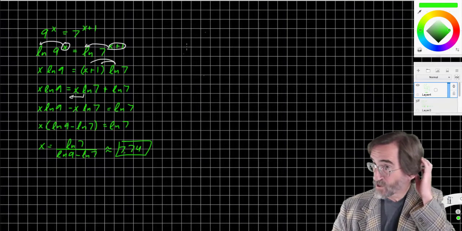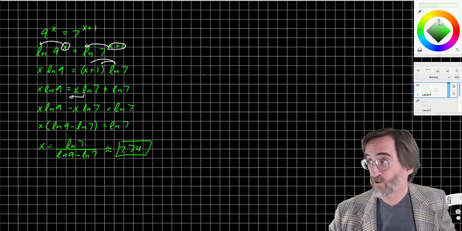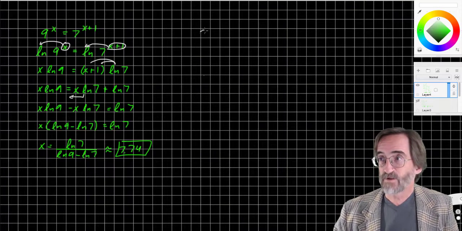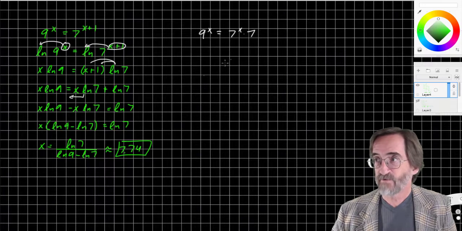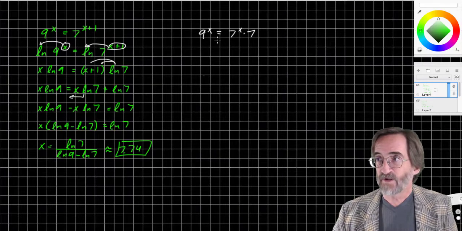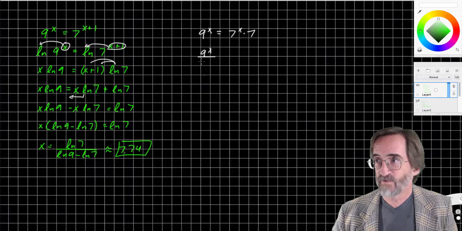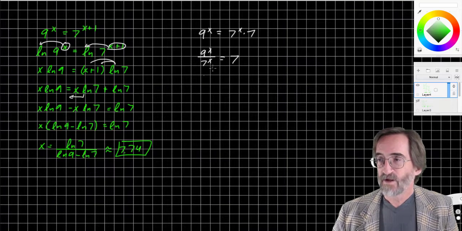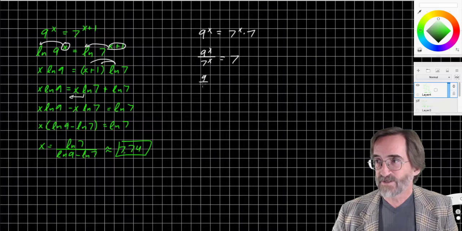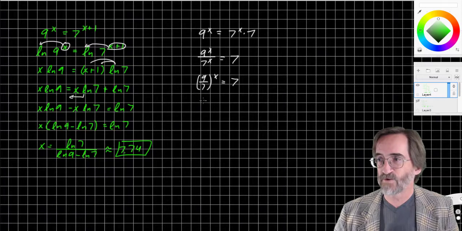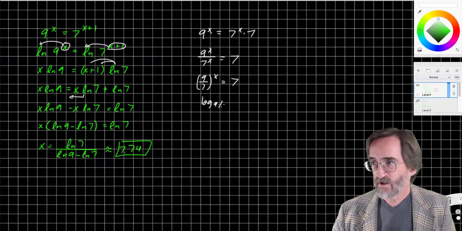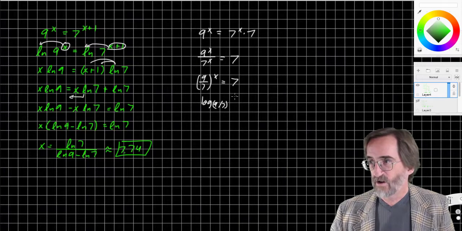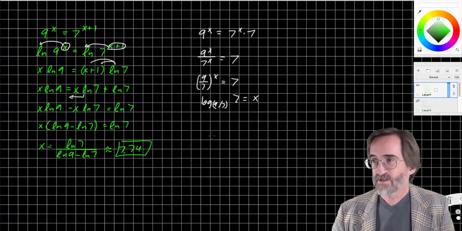Okay, I said I was going to show you another way here, and this will just be real quick. It is possible to use rules of exponents. 7 to the x plus 1 is 7 to the x times 7. Now if I divide by 7 to the x, I get 9 to the x divided by 7 to the x equals 7. And now I've got a single exponent, 9/7 to the x equals 7. And it is possible now to convert this to a logarithmic equation. Log base 9/7 of 7 equals x, right?